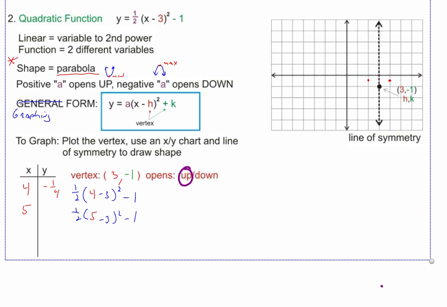All right, parentheses. 5 minus 3 is, come on, talk to me. 2 squared is, 4 times a half is. Boy, if you can't do that in your head, do something to get that in your head. 4 times a half is 2. 2 minus 1 is, all right, so plot the point 5, 1.